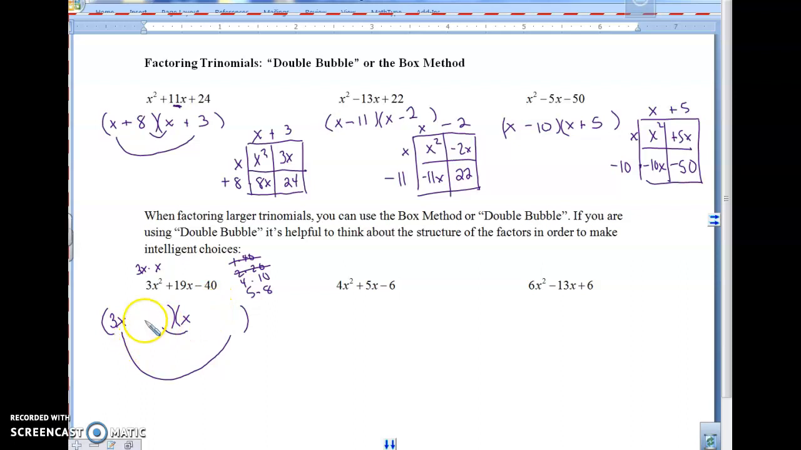Let's see. If I do 3 times 4 is 12, but that would give me 10 over here, that's not going to work. And if I switch them around, that's going to be way too big, because that'll be 30 and 4. So 4 and 10 is not going to work, so that leaves me with 5 and 8.